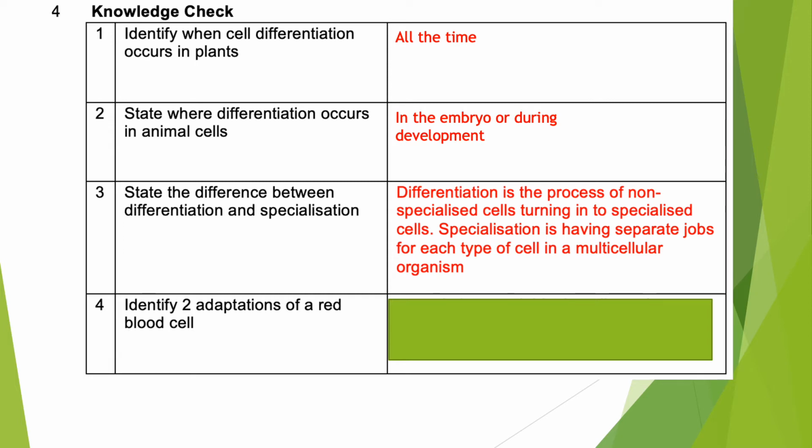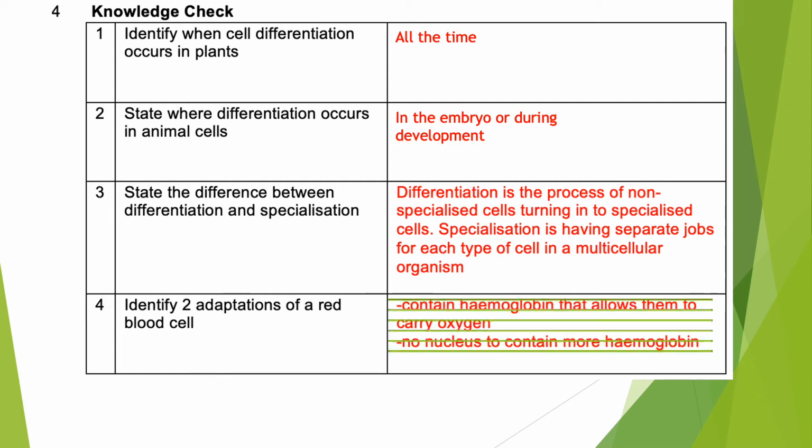Number 4, identify 2 adaptations of a red blood cell. So I mentioned one last lesson, but I'm introducing a new one, which is red blood cells contain a pigment called hemoglobin that allows them to carry oxygen. So basically, the more hemoglobin a red blood cell has, the more oxygen they can carry. And the other one is that the red blood cell has no nucleus, which gives it more space to store more hemoglobin, which will allow it to carry more oxygen. Okay. So please make sure you have all the answers there, and we'll move on to the next 4 questions here.